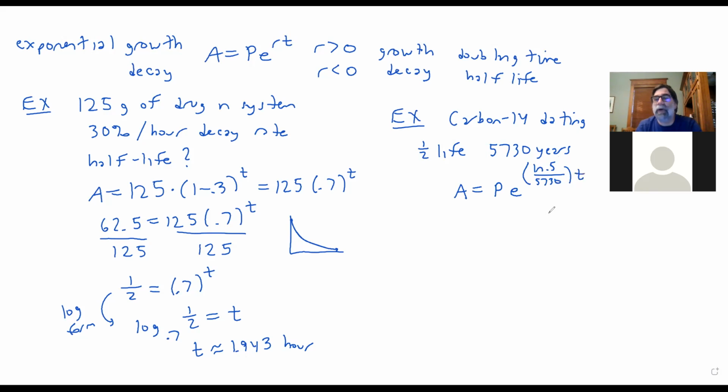This is the value for R. I think our book uses K, but R and K are the usual letters used for these growth constants. This number is about 0.00012. So this is your formula to calculate how much carbon-14 is remaining in your object after T years. This is knowing what the half-life is, and coming up with that value for the constant. You can think of this as a continuous decay rate of 0.0121%, if you want to change that to a percentage.